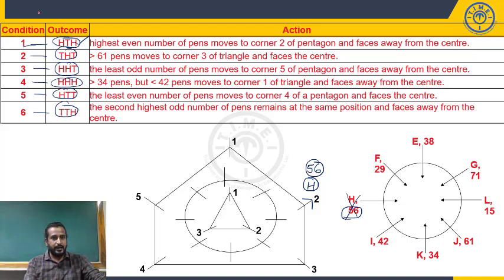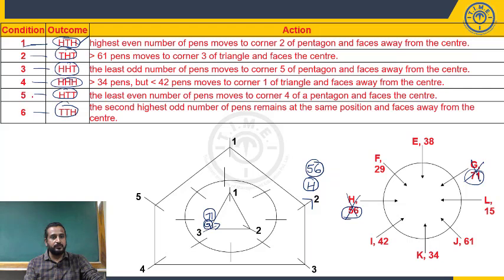Next, second one, tail, head, tail. Then what condition is to be applied? Greater than 61. Greater than 61, only number 71, G. Moves to corner 3 of the triangle. So here will be G having 71 and faces the center. Clear? Fine. So remove this one also from the circle, because these two persons' positions are already shifted.